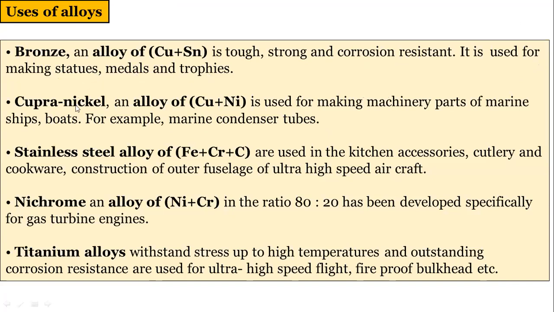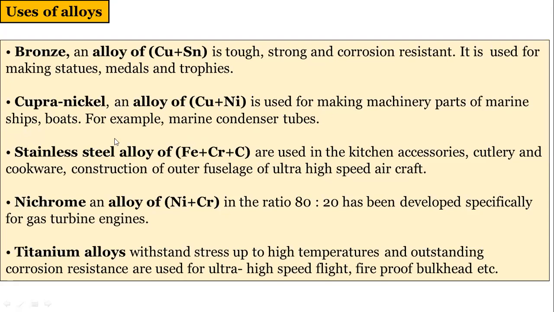Then cupro nickel, the name suggests it is an alloy of copper and nickel. Cupro nickel, it is used for making machinery parts of marine ships which are under the water. Marine ships, boats. For example, it is given marine condenser tube. This marine condenser tube, it is prepared by using this specific alloy, an alloy of copper and nickel.